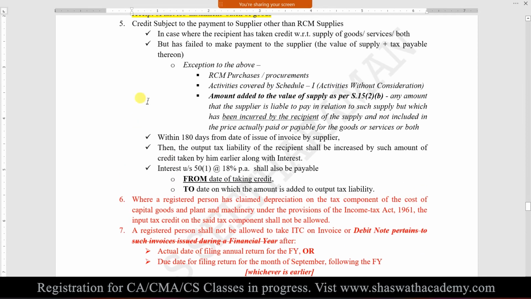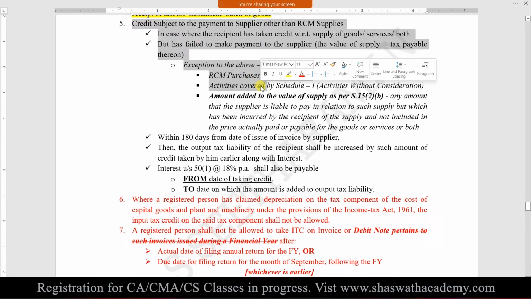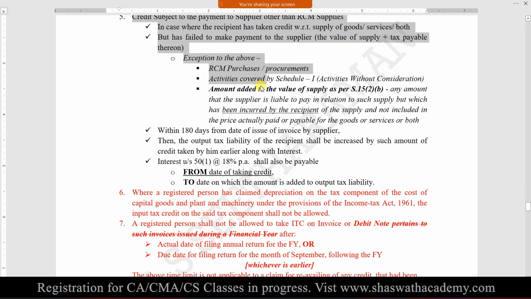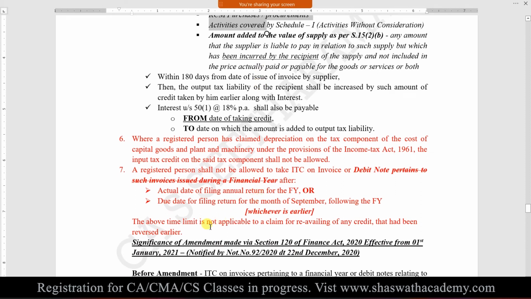Let's assume you have not paid the creditor because of some dispute. You have not paid the creditor. Dispute goes on. After 4 years only you are settling the payment. Sir, can I take the credit after 4 years? Yes, you can take the credit. Why, sir? Earlier you have reversed and now you are only re-availing the credit, and for re-availing the credit there is no limit.